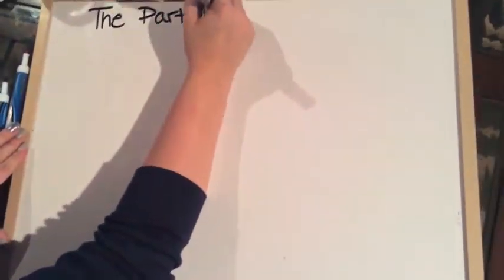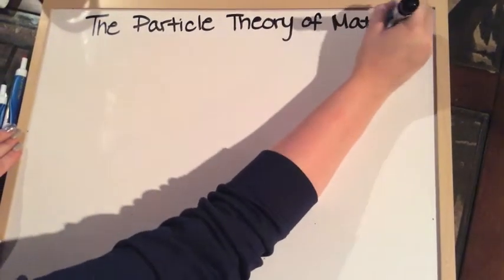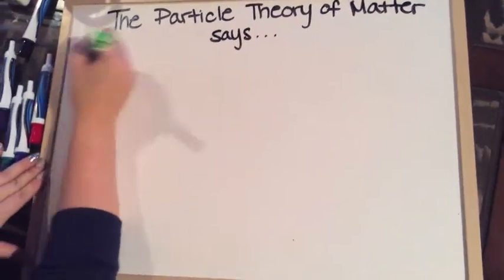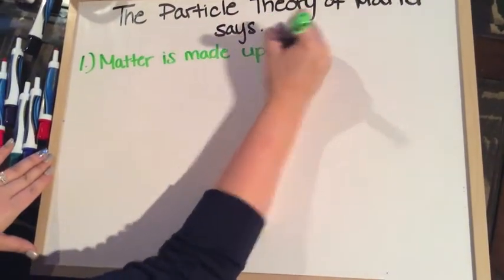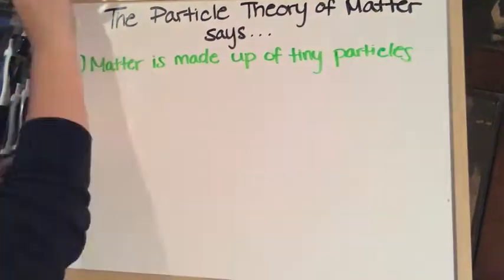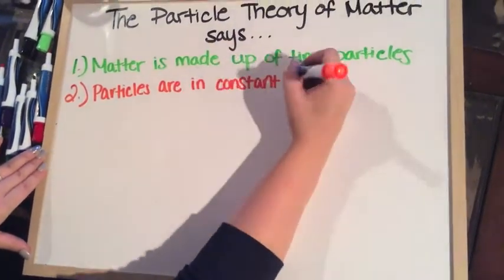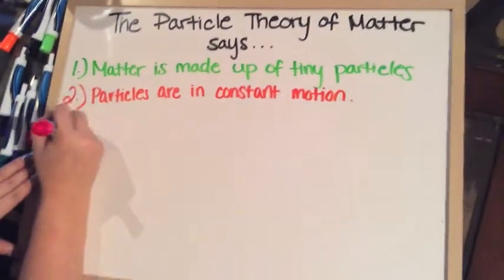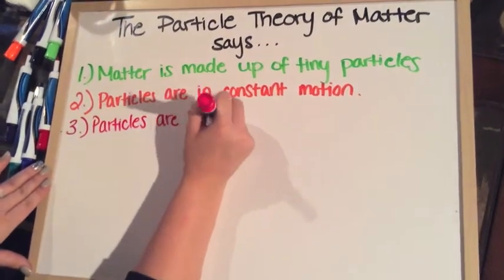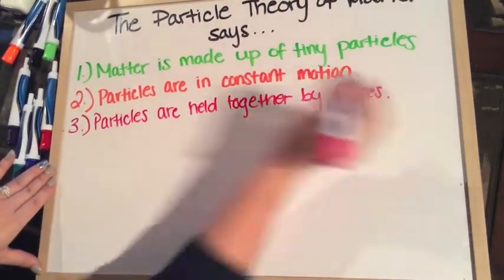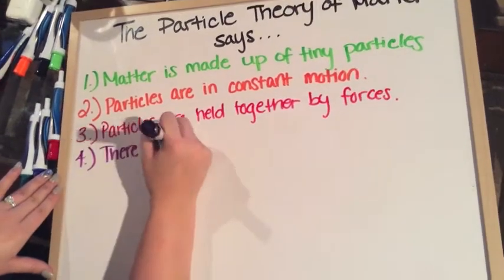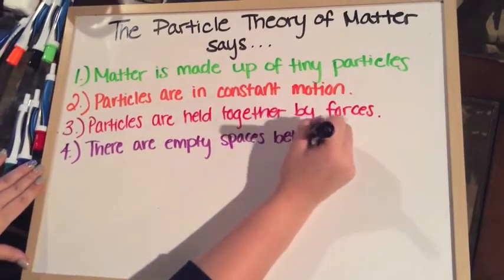Oh class! Today we're going to be learning about the particle theory of matter. What does the particle theory of matter say, you ask? Well, number one, matter is made up of tiny particles. Number two, particles are in constant motion. Number three, particles are held together by forces. Number four, there are empty spaces between particles.